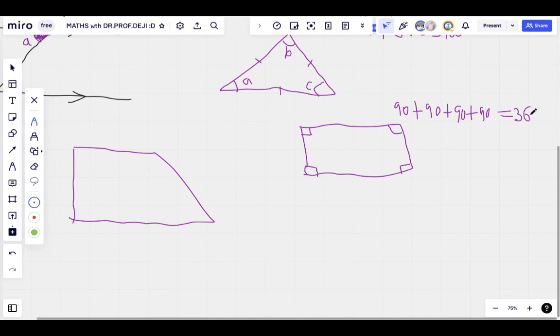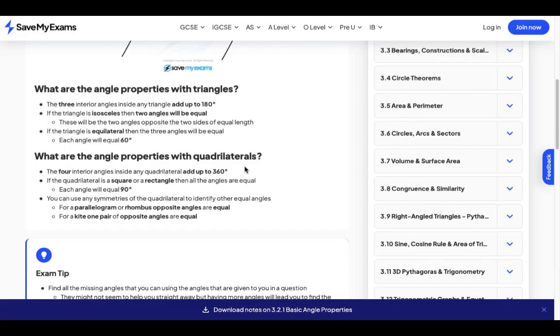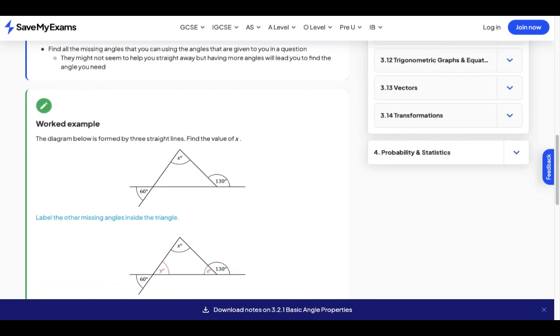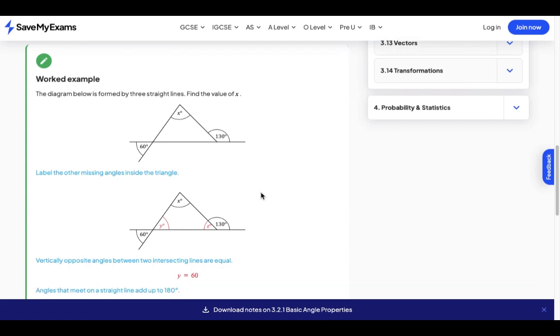So a quadrilateral has four sides. Quad means four. I'm not saying they are equal in length, but they have four sides: 1, 2, 3, 4. The sum of the angles adds up to 360 degrees. This includes the rectangle, square, rhombus, parallelogram, kite, and so on. All of them add up to 360 degrees. Now let's take a look at some basic examples before we move to the basic angle properties.